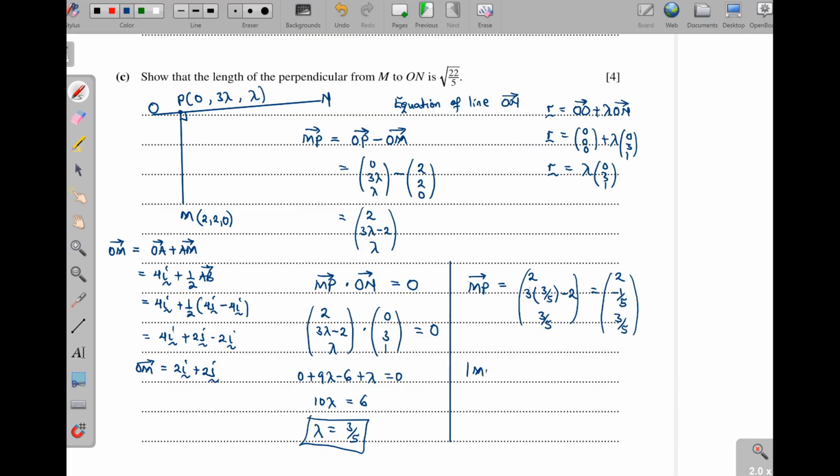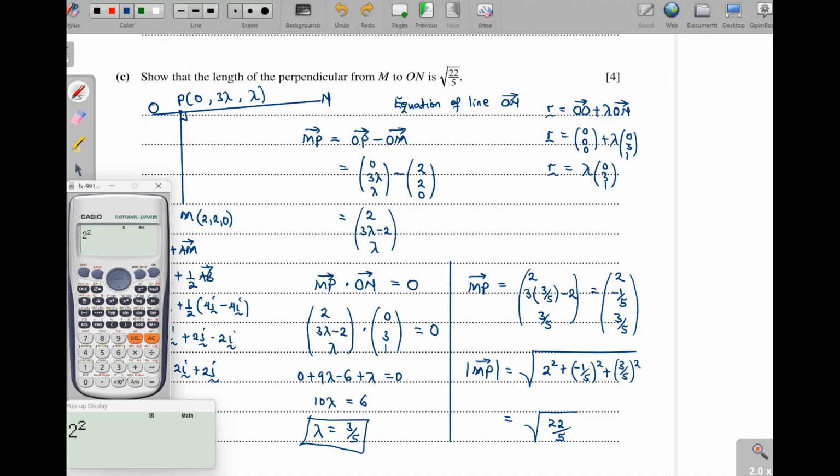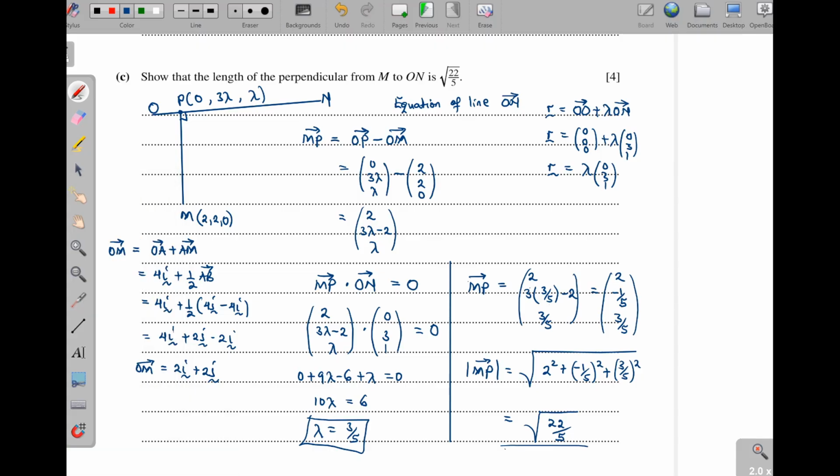So that means the modulus of this MP is going to be the square root of negative 2 squared, plus negative 1 over 5 squared, plus 3 over 5 squared. Now here we are getting the square root of, this one should give us 22 out of what? 5. Let's put this in the calculator and we see. Negative 2 squared, plus negative 1 out of 5 squared, plus 3 out of 5 squared. We get 22 over 5, and that is that.